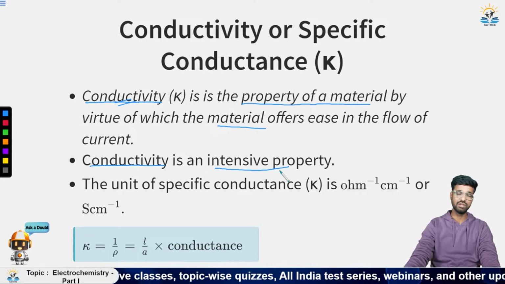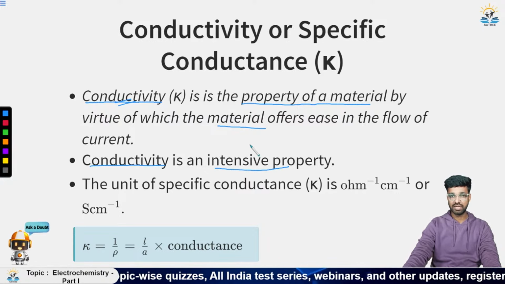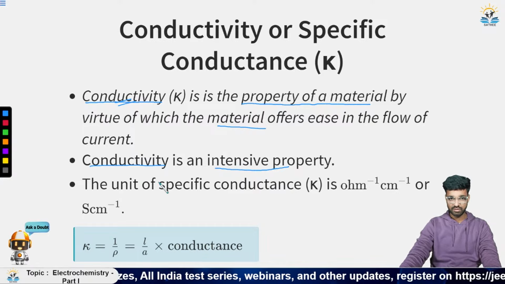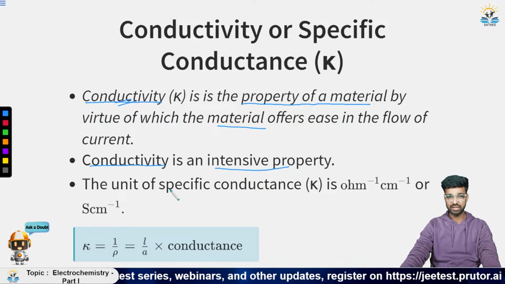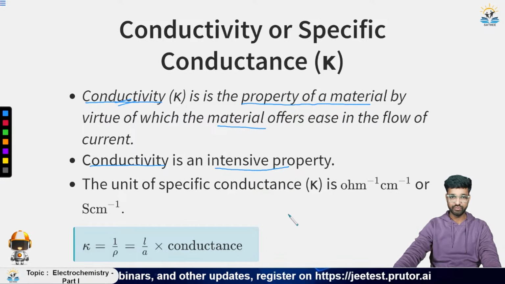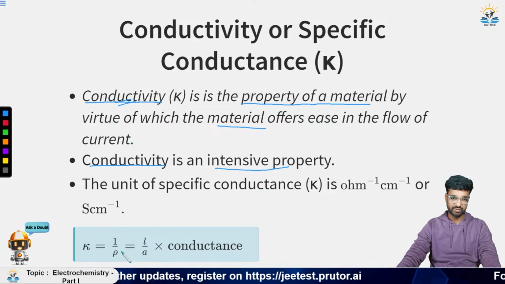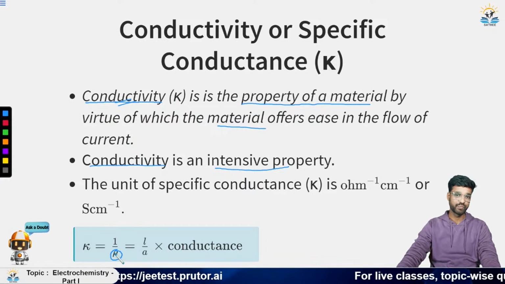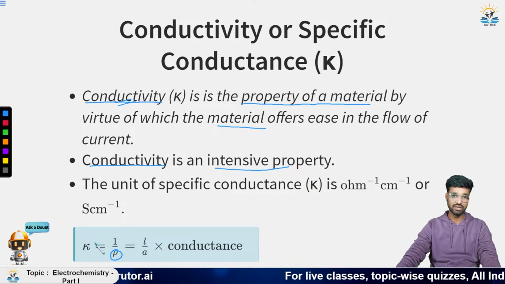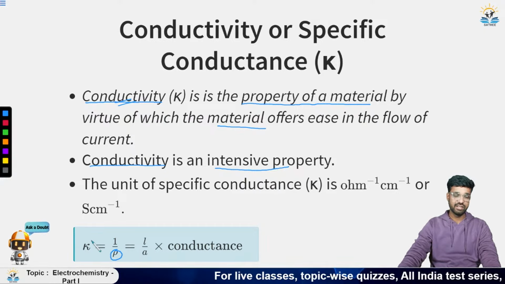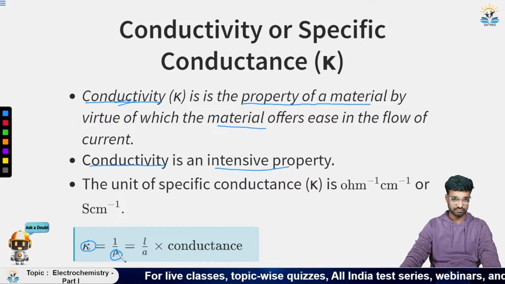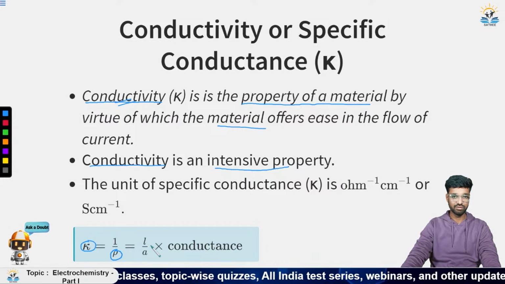It depends upon the nature of the electrolyte that we are using. And what is the unit for it? It is just the opposite of resistivity. We know very well that resistivity is symbolized by the term rho. The opposite of rho is called the conductivity, and it is denoted by the symbol kappa, where kappa is equal to 1 by rho, which is equal to L by A into conductance.